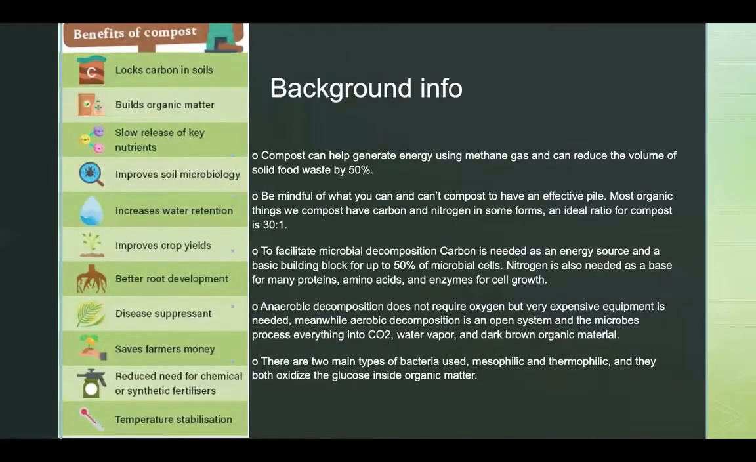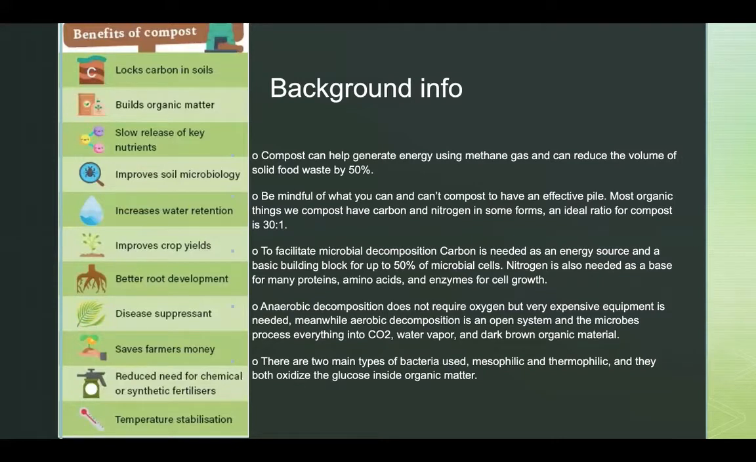Some background info. First, compost can help generate energy using methane gas and can also reduce the volume of solid food waste by 50%. Remember to be mindful of what you can and can't compost to have an effective pile.